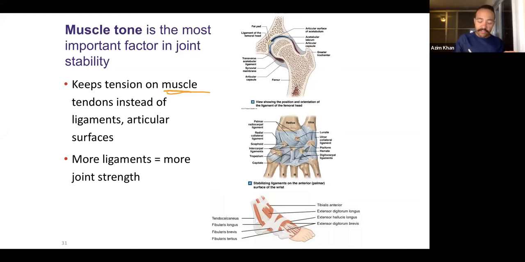Also, in general, if you see more ligaments surrounding a joint, that generally means more strength and more stability at that joint, because there are things holding it back. When we went over the knee, it's a joint that needs a lot of stability because there's a lot of stress on it.